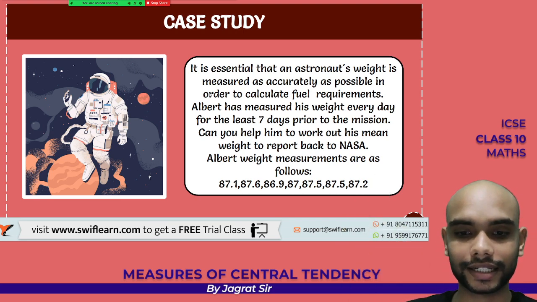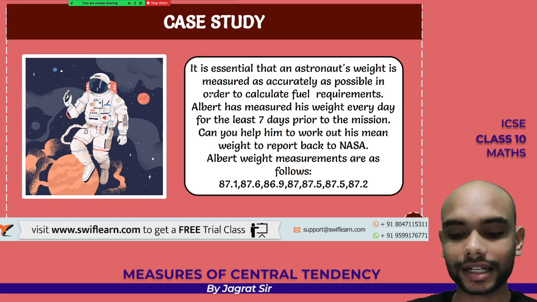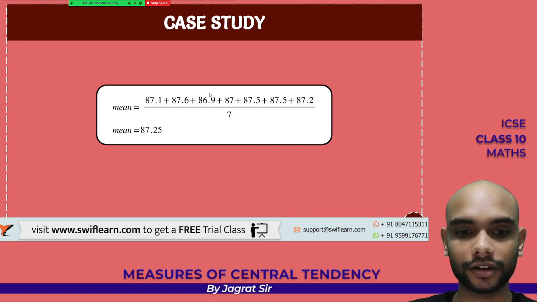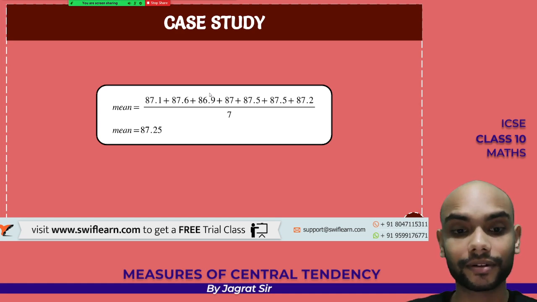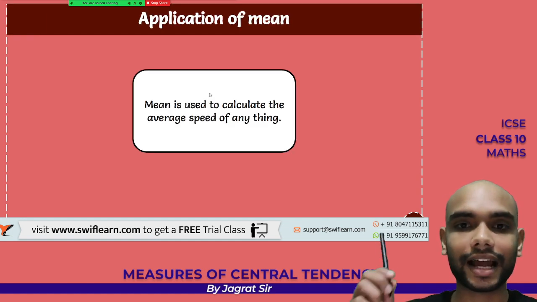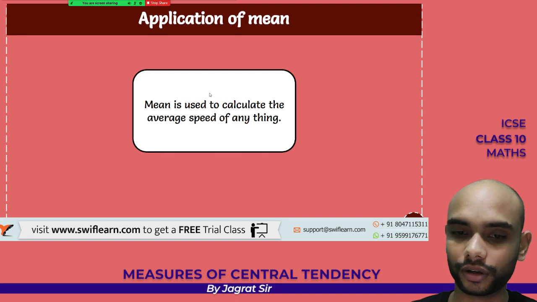So Albert is a scientist who started measuring his weight 7 days prior. So he is getting 7 values, different days, different values, and now he wants to know what his weight is, what he's supposed to give NASA. So he will find the mean of that, adding all the values, dividing by the number of values, that is 7, and this will give you the answer. 87.25 is his weight. This is the weight he can give to NASA. So this is the application of the mean that we talked about today.